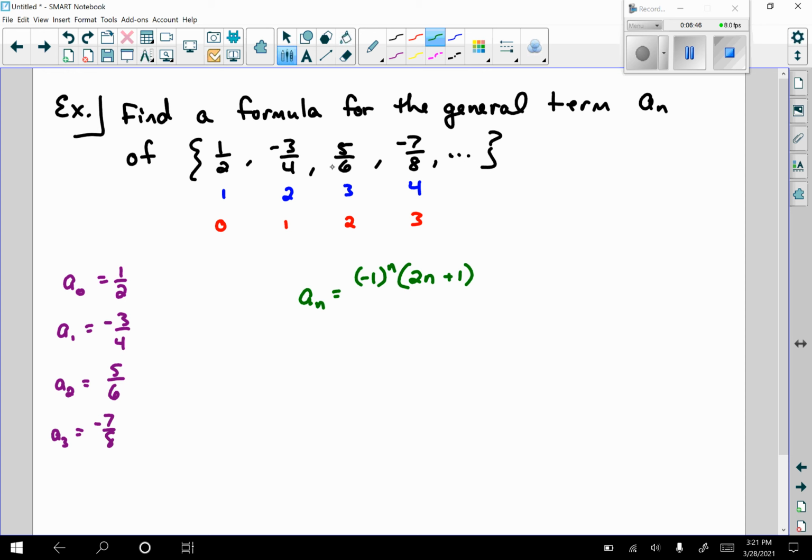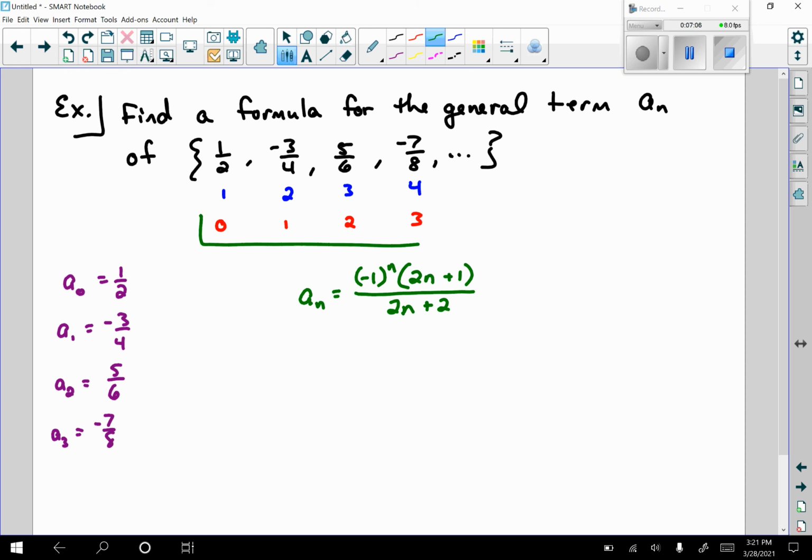And then my denominators are all even, so we could try this here as a 2n, but here if n is 0, then we would have a 0 in our denominator, so I have to figure something else out. So if n is 0, I still need to end up with a 2, so let's try a +2. And then let's see if this works.